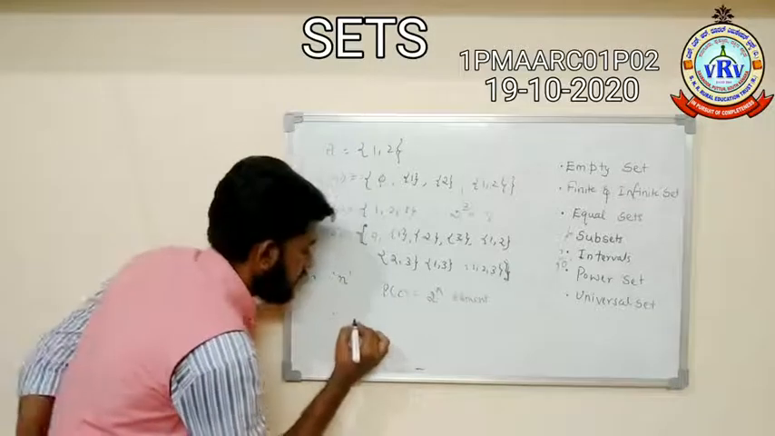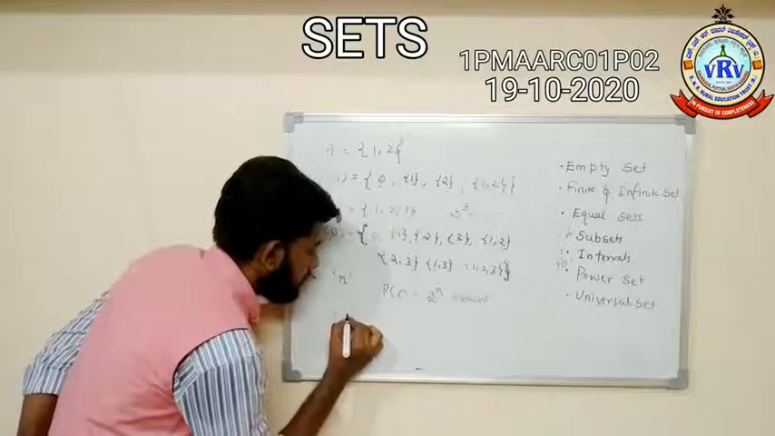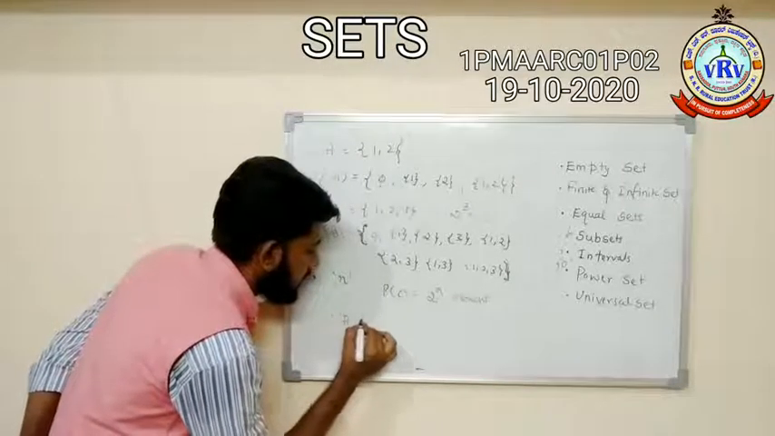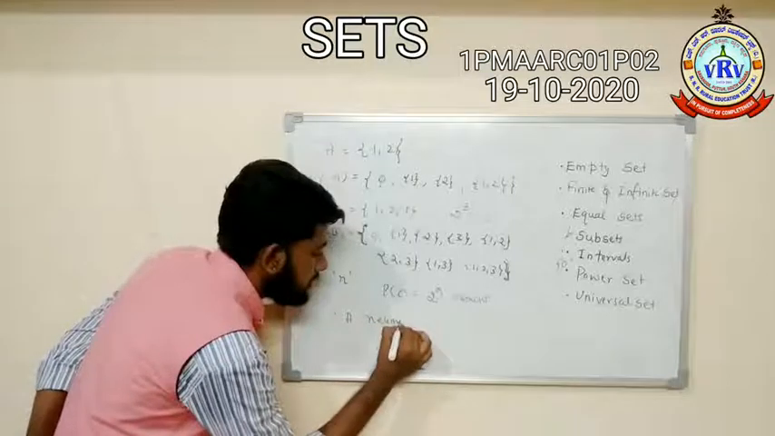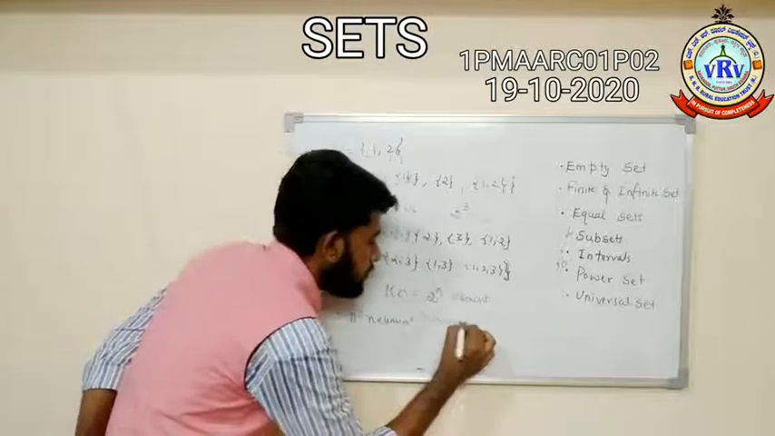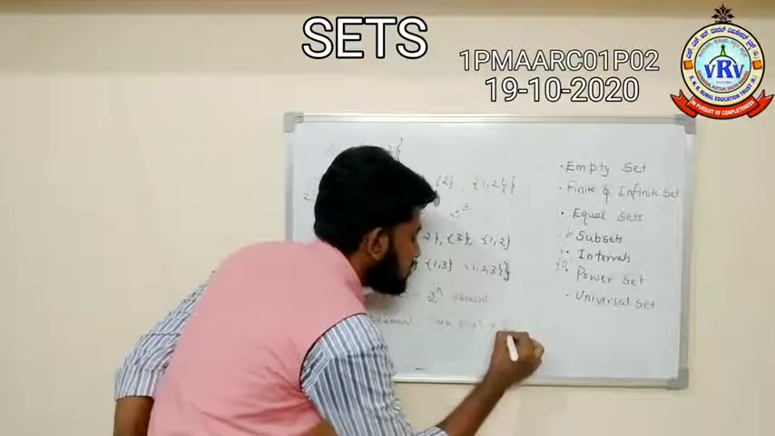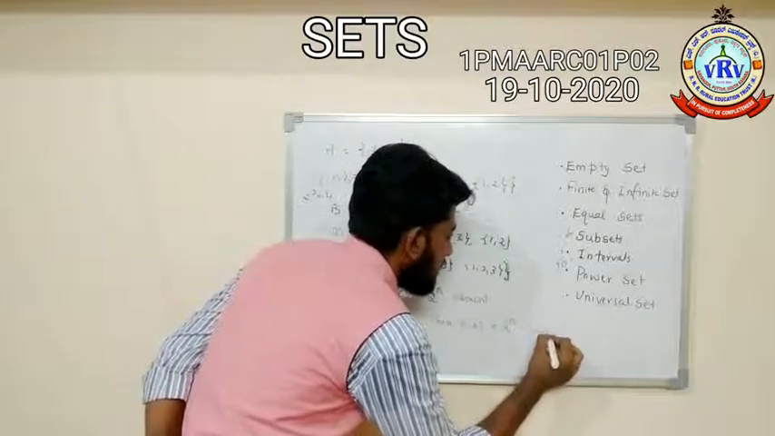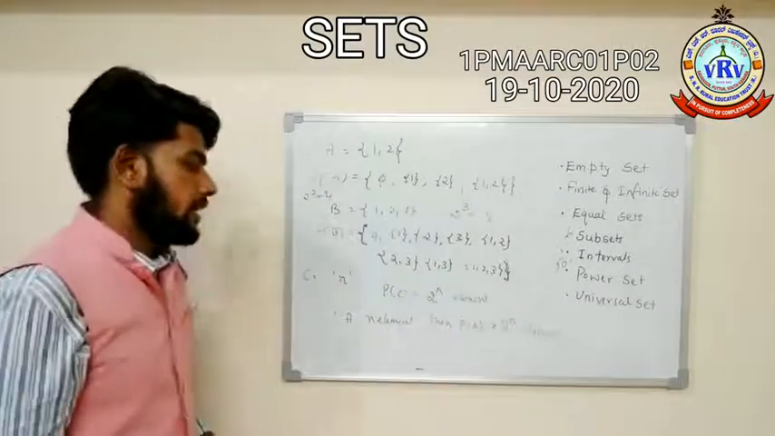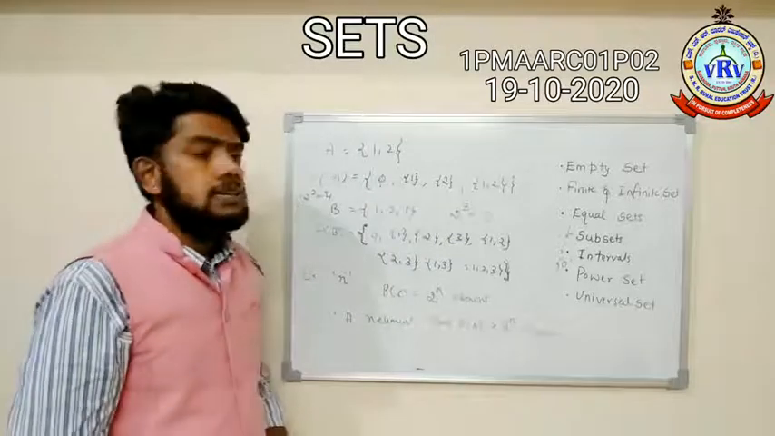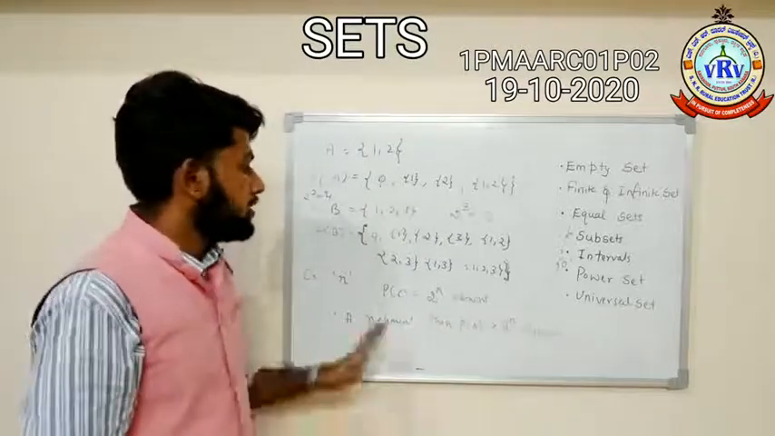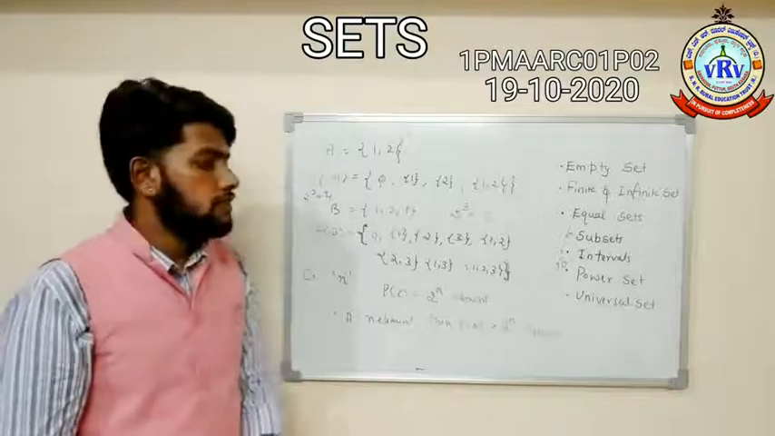Therefore, if set A contains n elements, then P of A contains 2 power n elements. Clear? This is the power set and some of the criteria based on the power set.